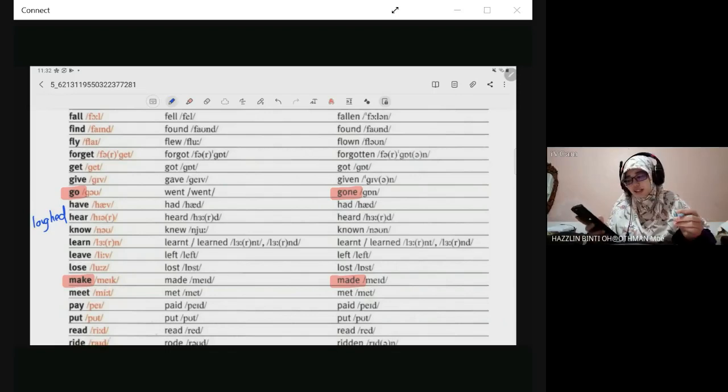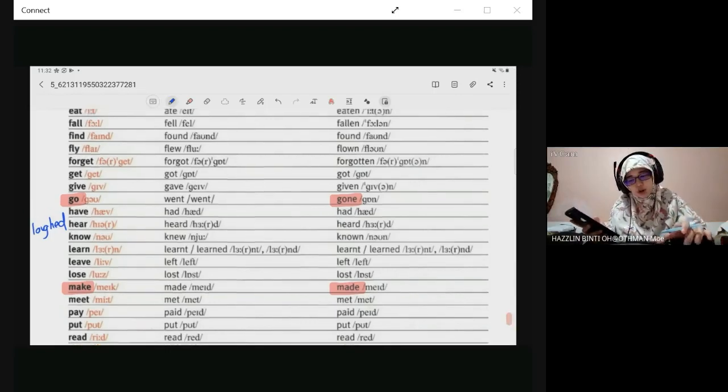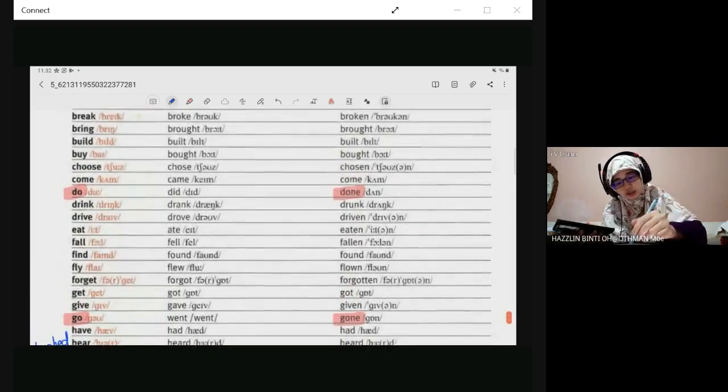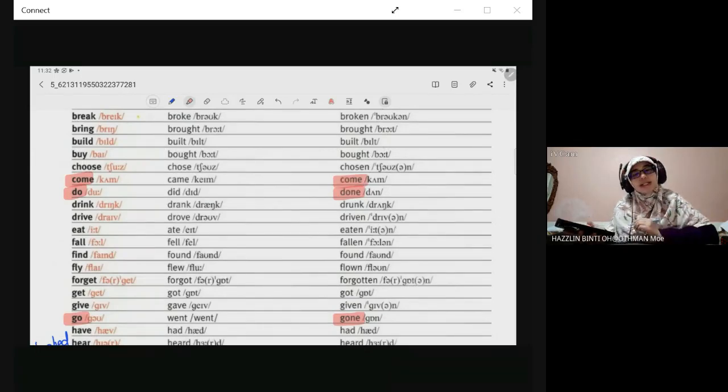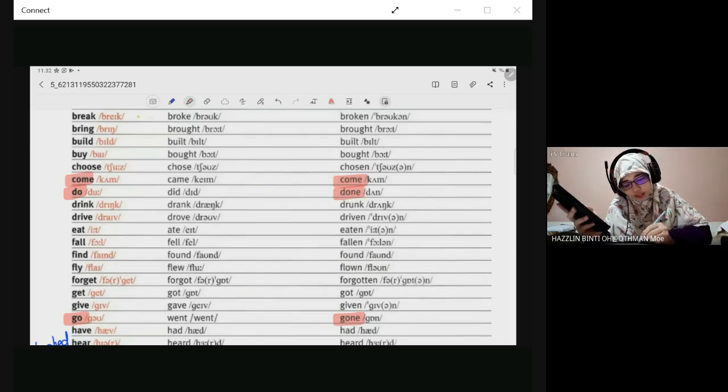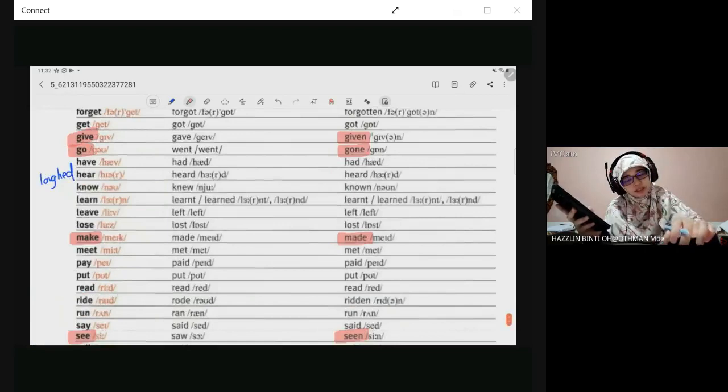Okay. Now let's look at the next one. Come. Okay, where is come? Okay, here it is. So the past participle of come is also come. Okay, the next one. Give. Oh, here it is. Give. The past participle is given. Next, want. Where is want?